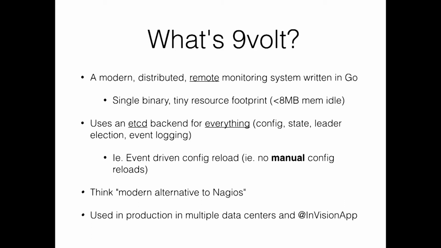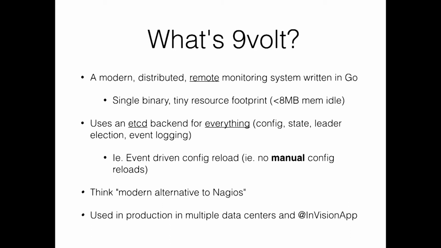So on top of that, it's using an etcd backend for everything. Because it's using an etcd backend, we're able to do everything event-driven. So this means that you never tell 9 volt to, hey, you need to reload your config or do something else extra. All you have to do is just push a config to etcd or talk to a 9 volt API to do something, and it'll automatically pick up the changes and do whatever is necessary. So either stop an existing monitoring check, or stop or start a new one, or distribute it somewhere else.